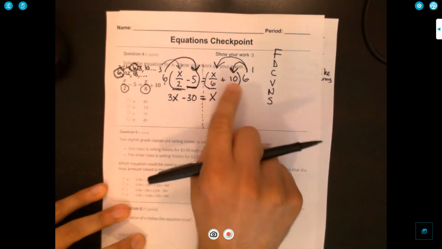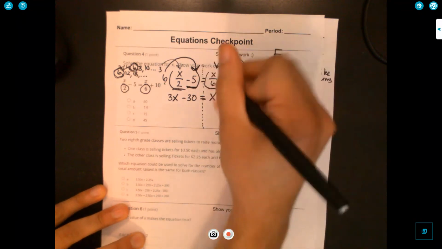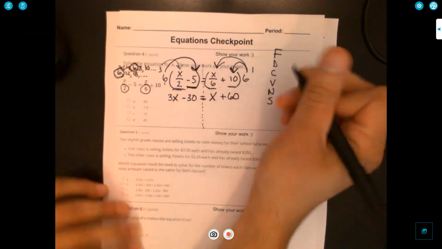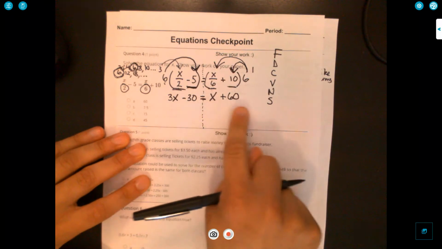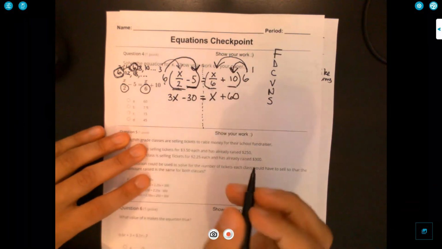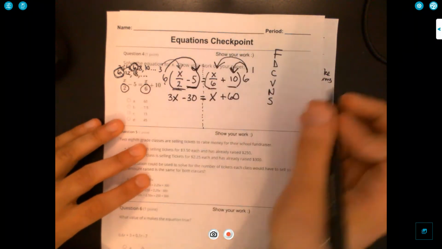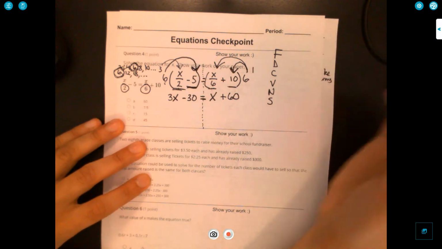All right, so now we're moving on to the second term. 10 times 6 is 60, so I'm going to say plus 60. So we get a new equation that's right here. All right, so now I'm going to solve like I normally would using these steps.